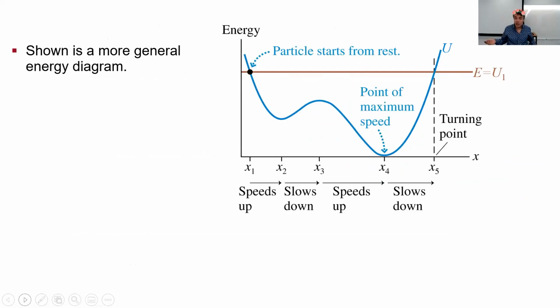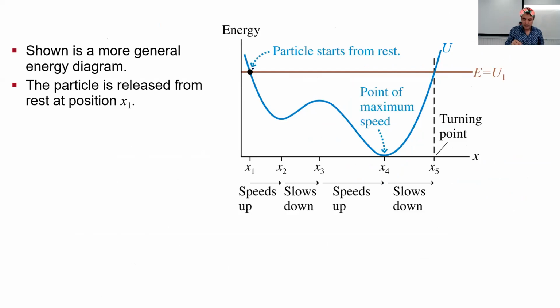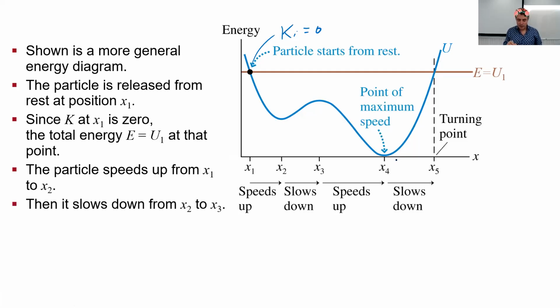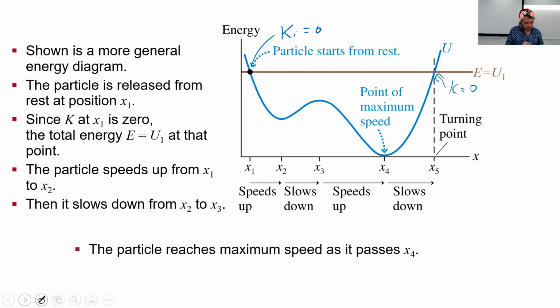Here is a more general energy diagram. The particle might be released from rest here. Again, this is where K initial equals 0, and that's now the total energy. The particle will go towards the right. It'll speed up, then slow down, and then speed up again. There'll be a maximum speed when it gets to the lowest point, and then it'll go back up to K equals 0 at the very end there, and that's where it'll turn around.